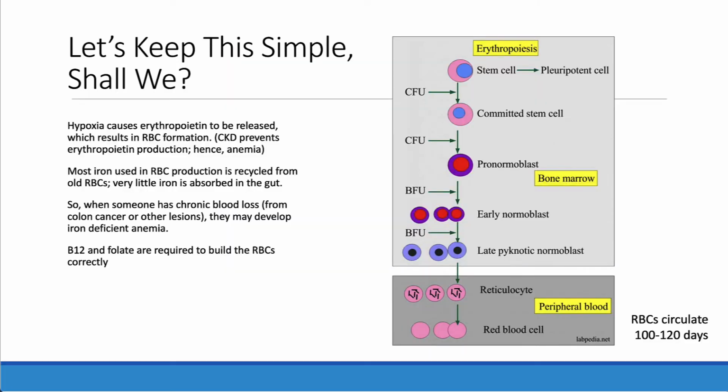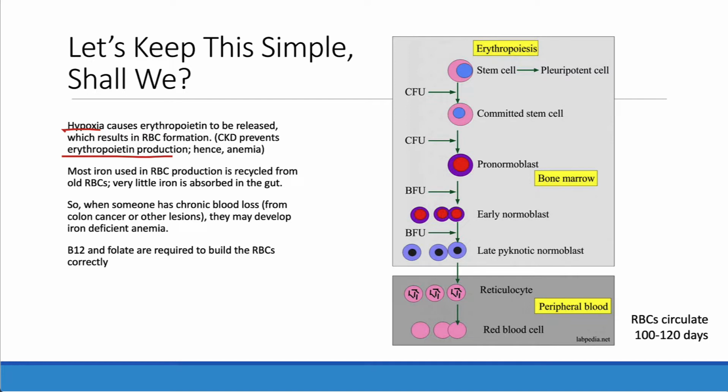So let's keep this as simple as we can as we talk about erythropoiesis. What is it that drives red blood cells to be produced? Or what is it that drives the bone marrow to produce new red blood cells? Well, the first thing is hypoxia. It's this hypoxia that is sensed at the tissue level that causes erythropoietin production. When the erythropoietin is released, that increases the bone marrow production of red blood cells.